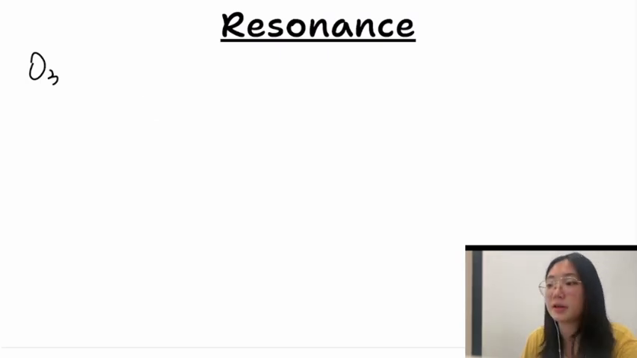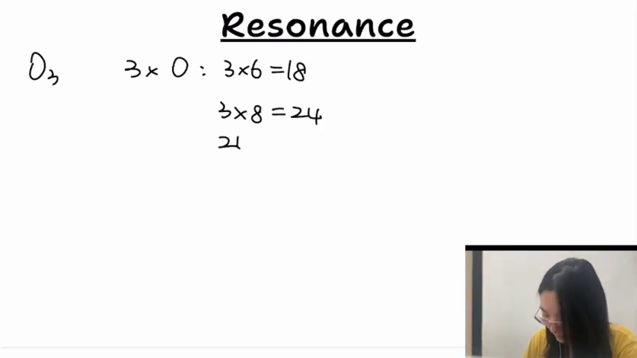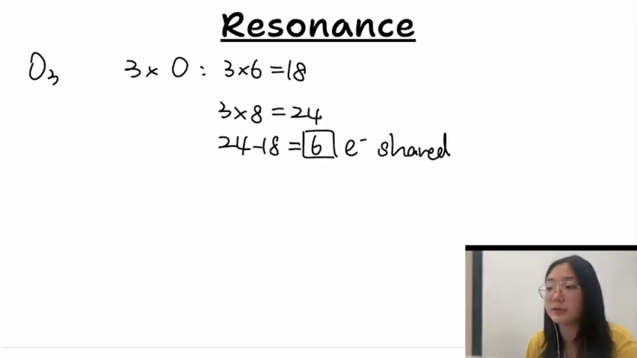I'm going to start with the Lewis dot diagram by applying the first two rules. First off, 3 oxygen means 3 times 6, 18 valence electrons are available. To achieve the full octet state, it is 3 times 8, 24 electrons. And 24 minus 18 is 6. It means 6 electrons are shared between the 3 oxygen atoms.